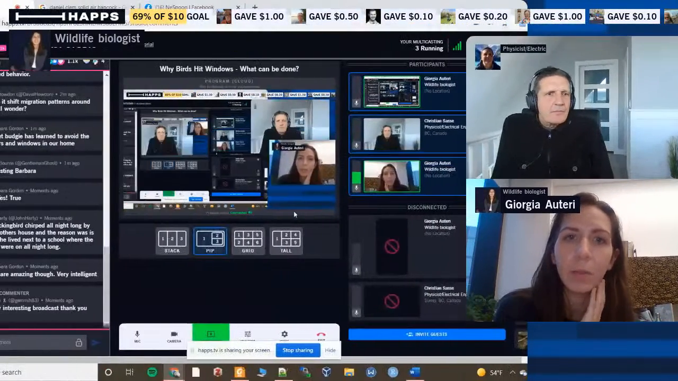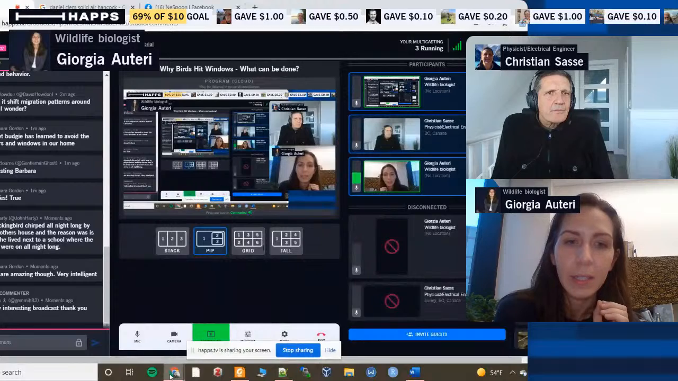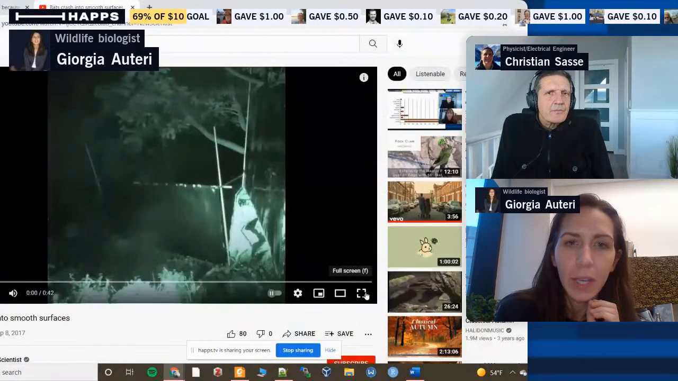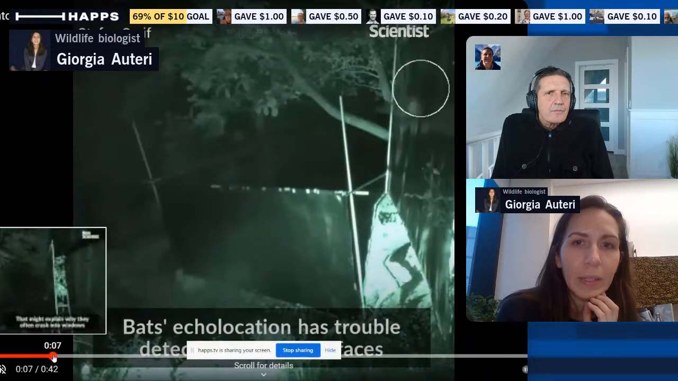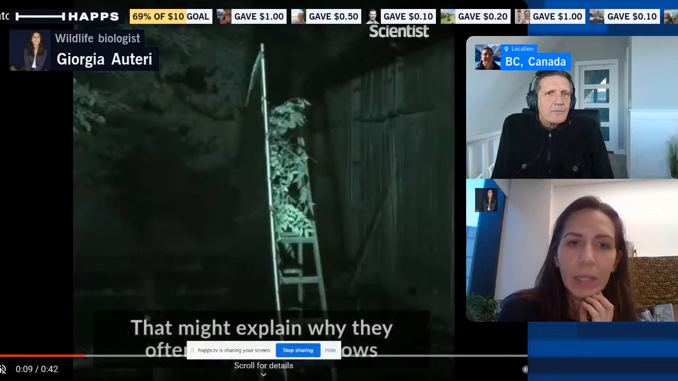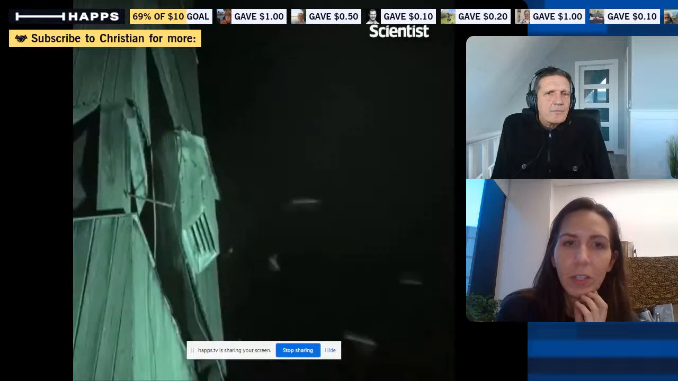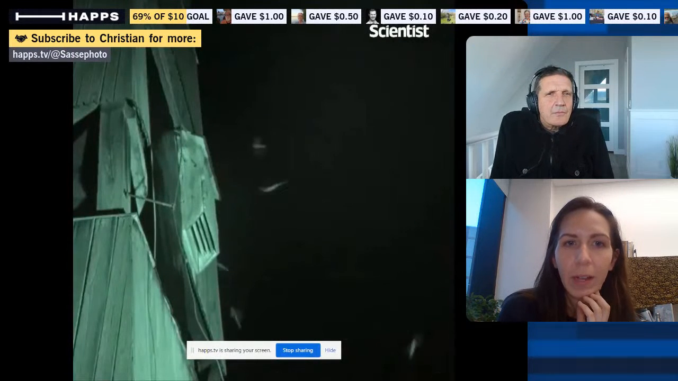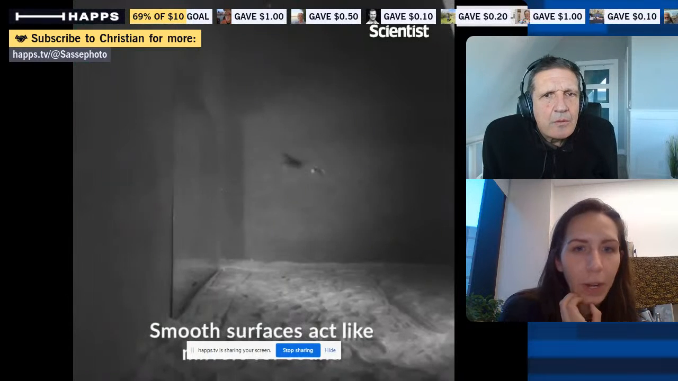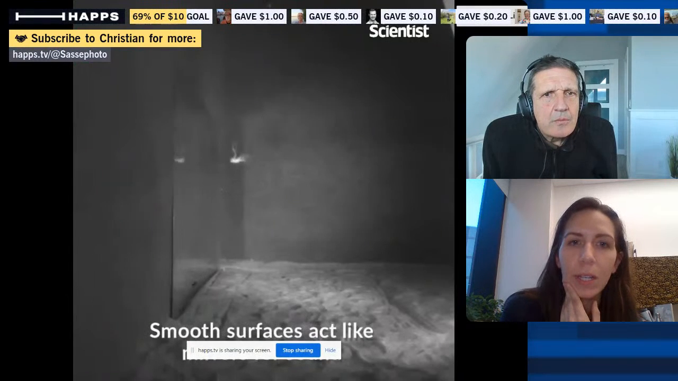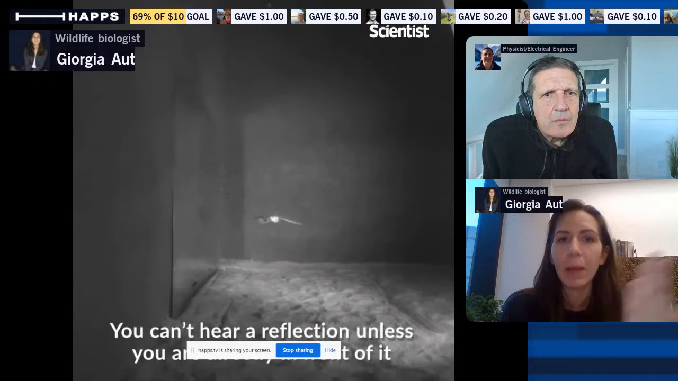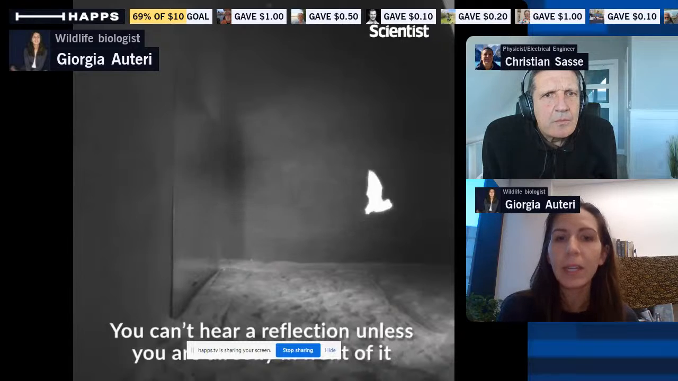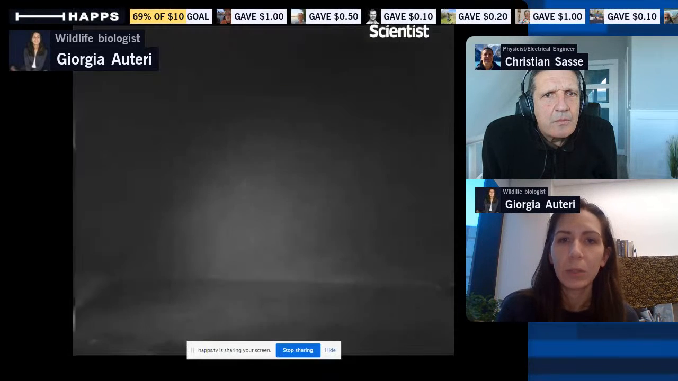Yeah, and with bats, it's a little bit less clear why they're flying into the windows when they can sense, when they can echolocate. But I'm just going to skip ahead a little bit. So this is sort of slow motion of bats flying around, and you can see them come right up to the smooth surfaces. Even though the smooth surface is going to bounce their echolocation back perfectly, you still see them hitting into it.